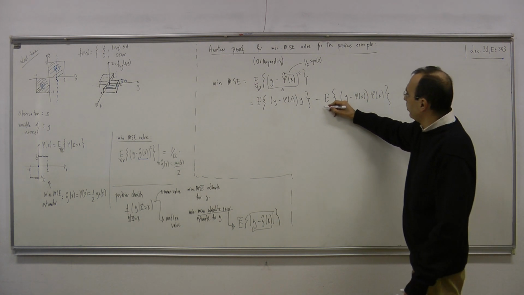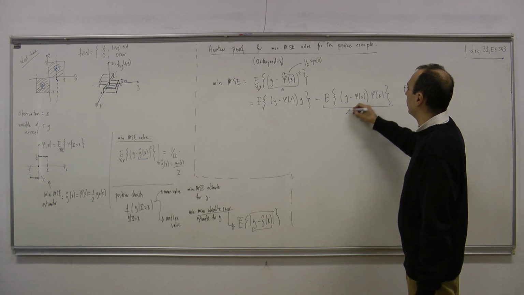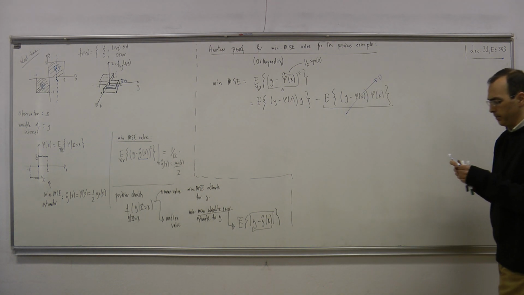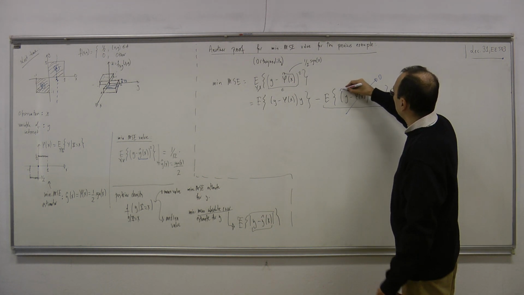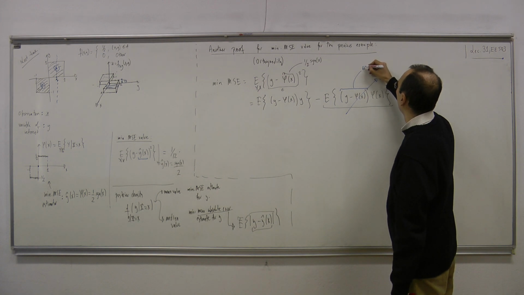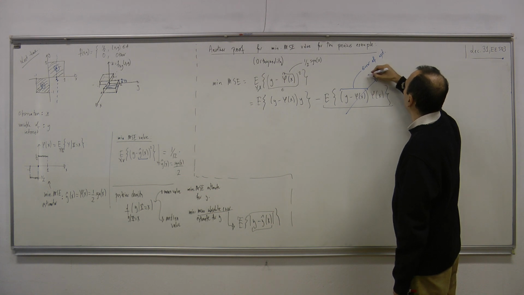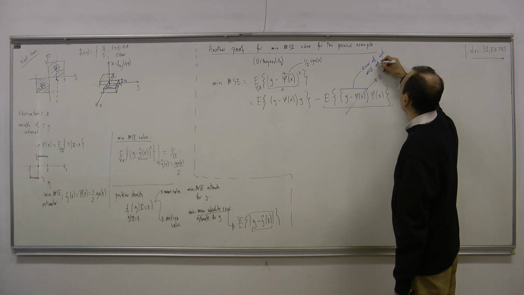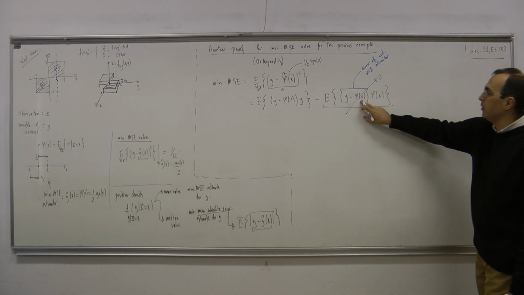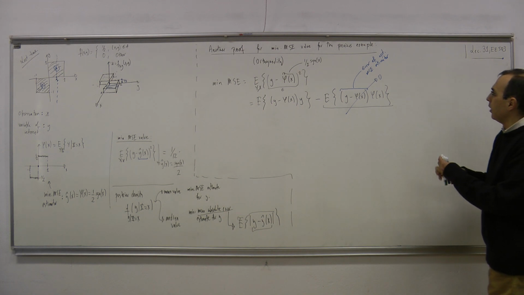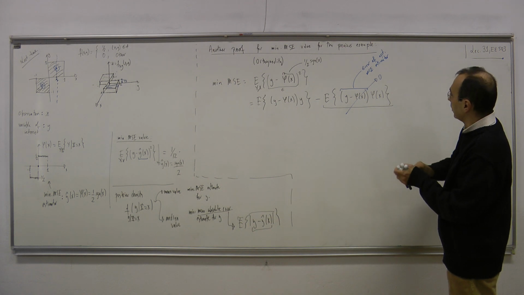But this is the important part. Now I claim that this is equal to 0 without doing any operations. How can I claim that? Because please remember, this is the error of the optimal MSE estimator, realized by this psi function.